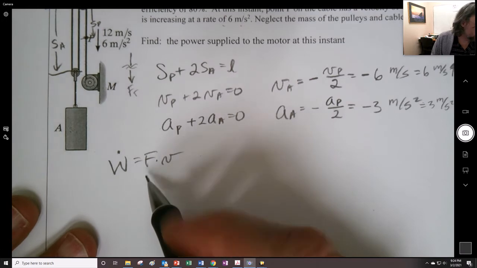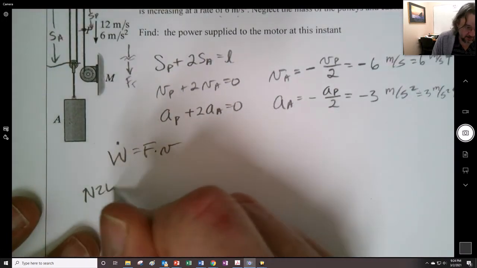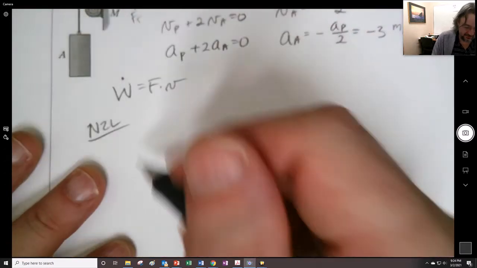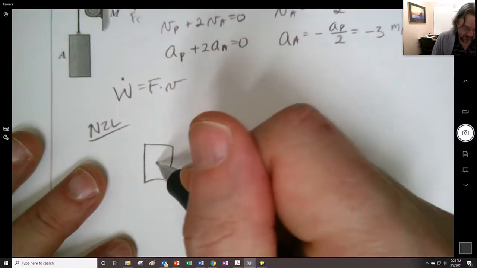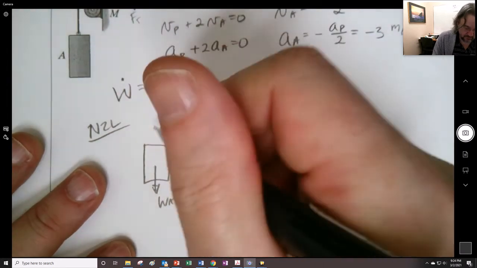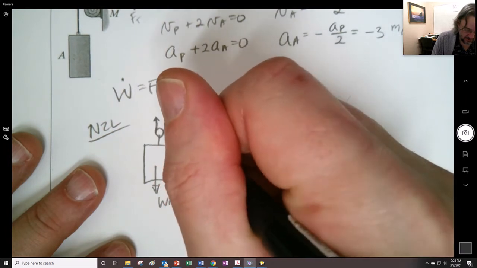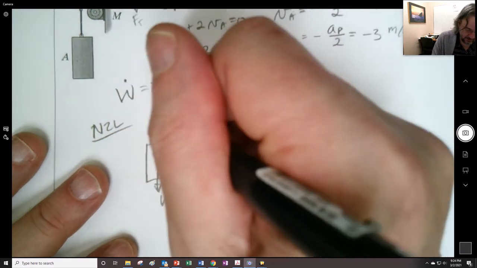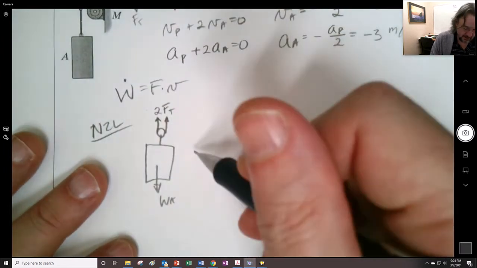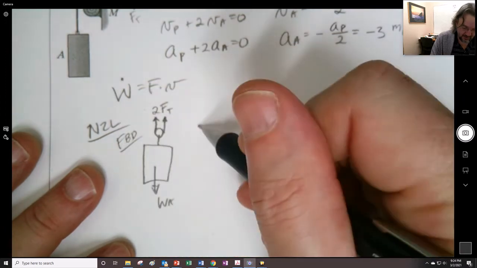Okay, so I'm going to do Newton's second law on this, and I think I'm going to do it for A. I decided to go for A. So we have the weight of A, and we'll cut the cords right here. So we have 2 times Ft taking place, and this is the FBD. I should have written that above it higher, but I didn't.